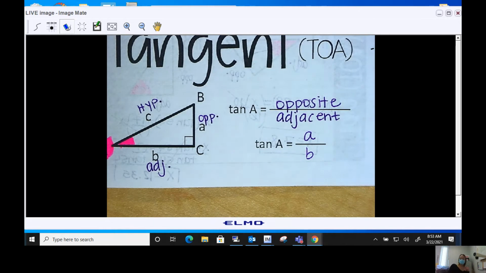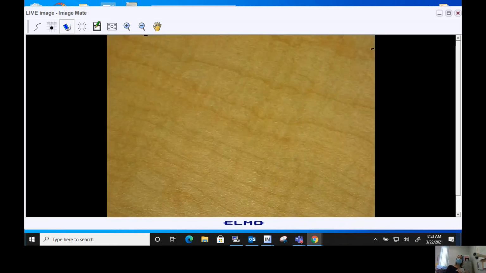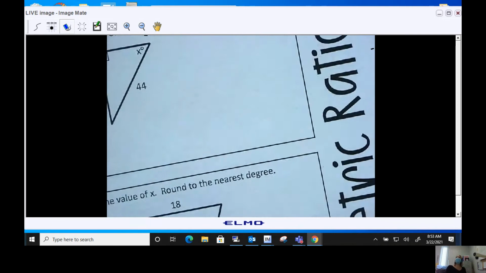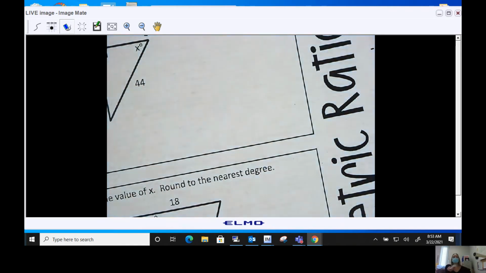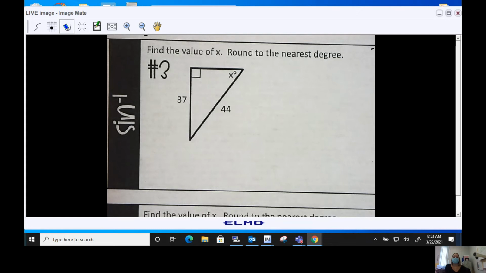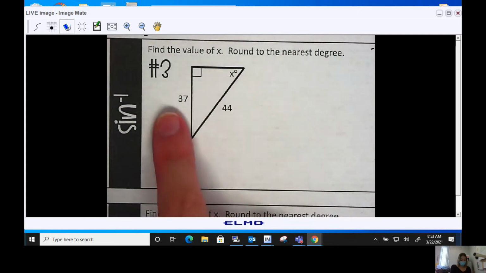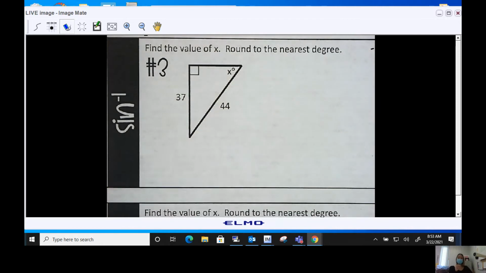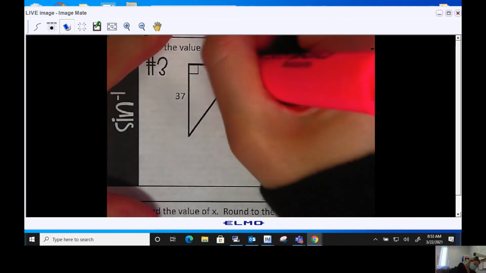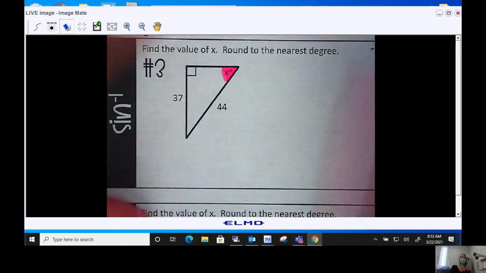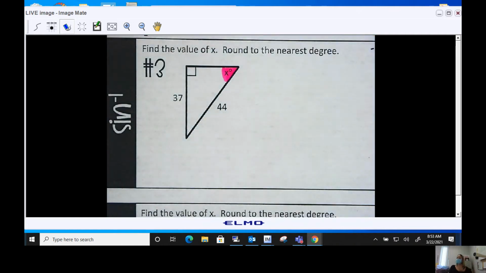All right, so we have done sine, cosine, and tangent to find unknown side lengths. Now we're going to do something called the inverse to help us find the angle measures. So if you take a look at number 3, you're going to notice this time I ask you to find the angle and I give you the 2 side lengths. So this time I'm asking you to find the reference angle. Now we're still going to do what we did before.